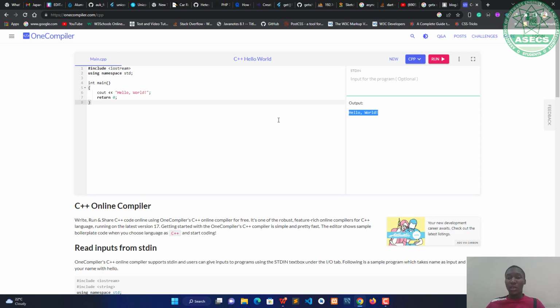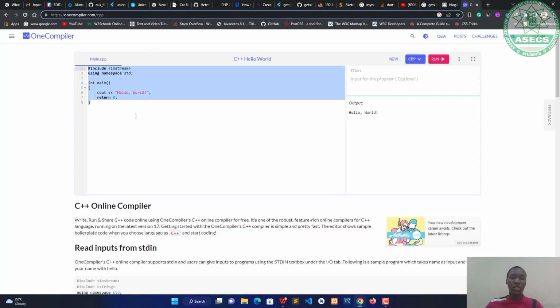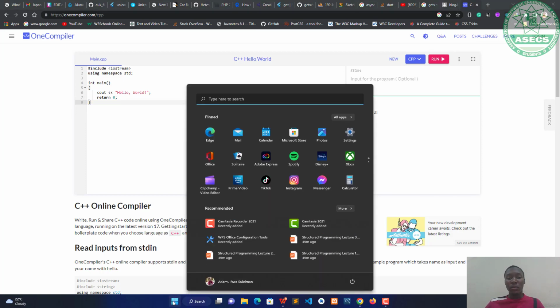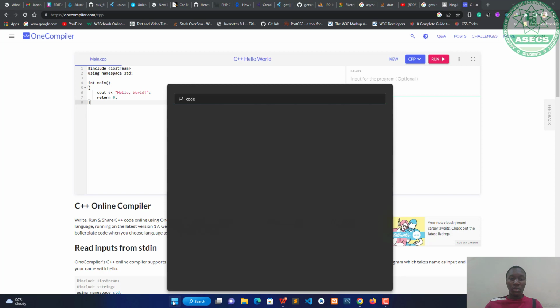So for me, I'll be using something else to solve the exercises da muka zo in the future a cikin wannan lecture. But if you don't want to download a software da za ku dinga amfani da shi, please you should be using this website, onecompiler.com/cpp, and the link din nan. So that is it. For me, on the other hand, I will be using Code::Blocks.